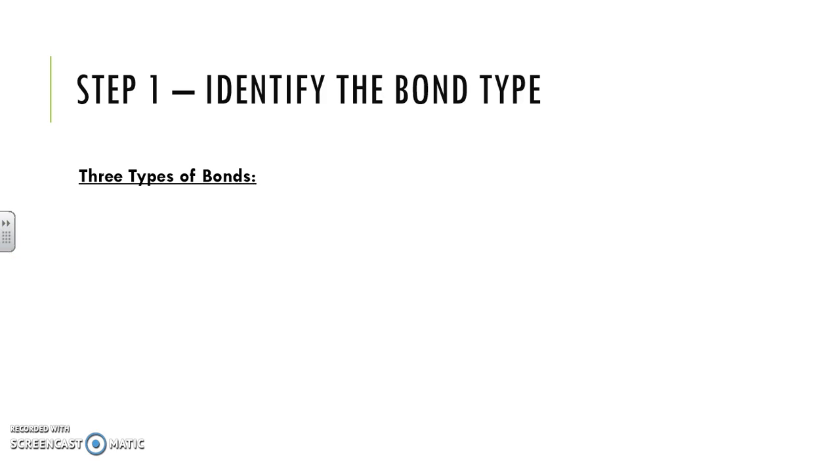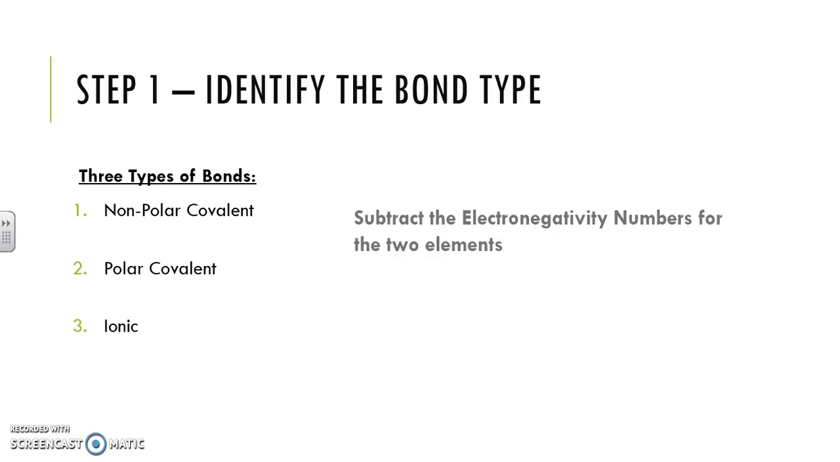The first is we're going to need to identify the type of bond that exists on the inside of your molecule. And there are three different types of bonds. We have nonpolar covalent bonds, polar covalent bonds, and ionic bonds. So to determine the difference between these types of bonds, you need to find the electronegativity numbers for the two elements involved in the bond and then subtract them. And based upon that difference, it'll tell you what type of bond that you have.